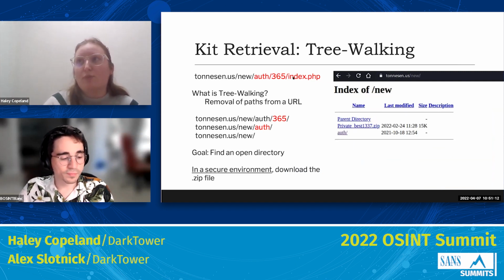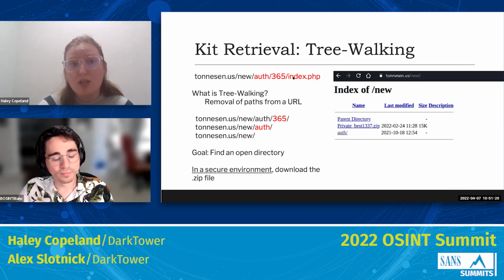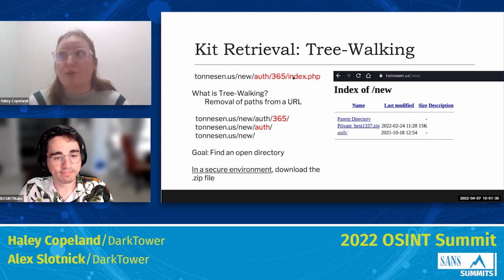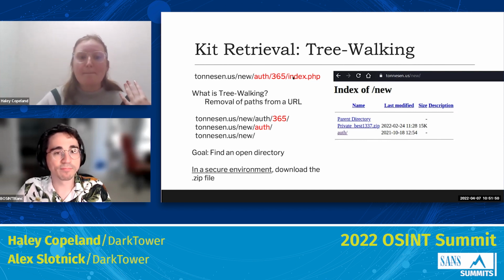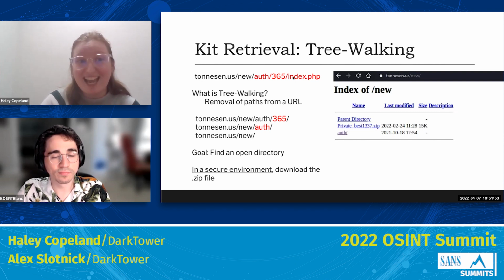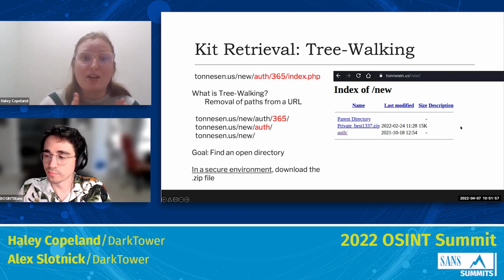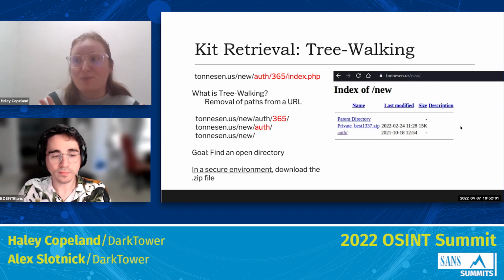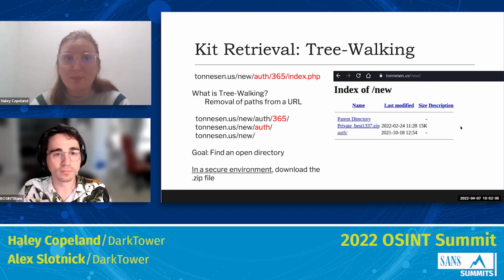So one method for retrieving a kit is the method of looking for an open directory in a compromised site's URL. We call this tree walking, as we're just removing parts of the URL, the paths, until we locate an open directory. And so if you are able to find an open directory, it will look like this on the right side, where you can see private_best 1337.zip. That .zip file is our phishing kit. And so you can download this simply by clicking on it, but I will say that you want to do this in a secure environment. Do not do this on a computer that you don't have secured. I will use a virtual machine when doing this process.